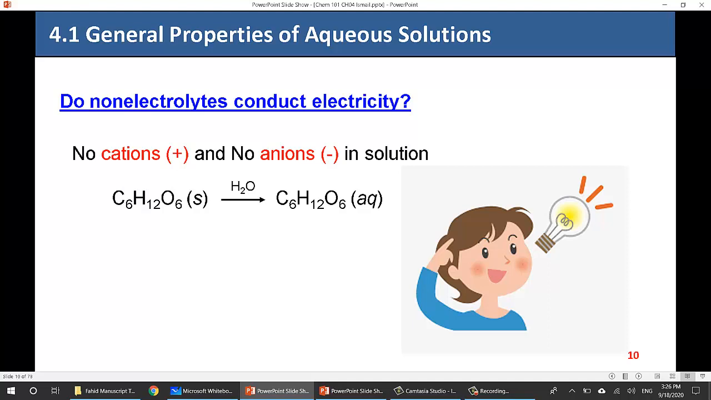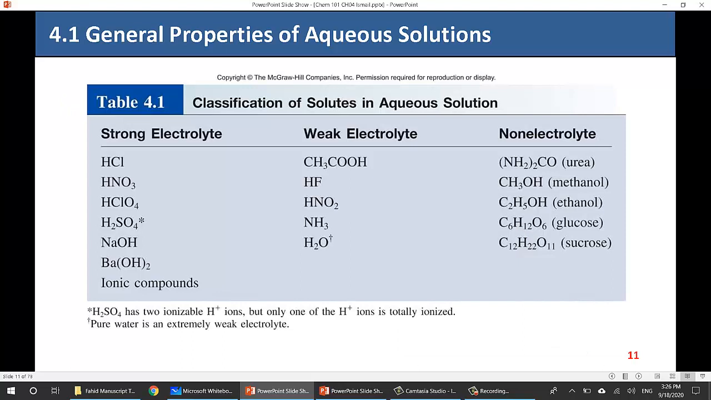So glucose does actually dissolve in water. It will form glucose aqueous, but there are no ions formed. This is not an ionic compound. This is an organic compound. When you put it in water, it will dissolve. Water will surround these molecules. Okay, it will let them dissolve, but there are no ions involved, and therefore that's not considered a weak electrolyte.